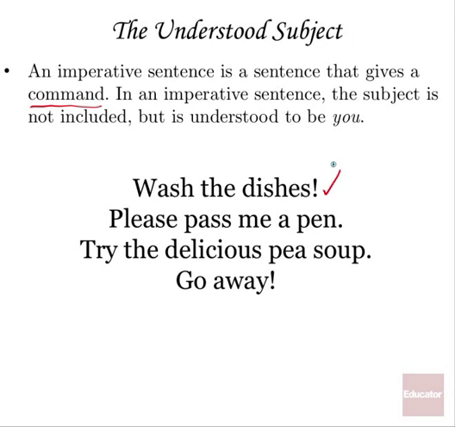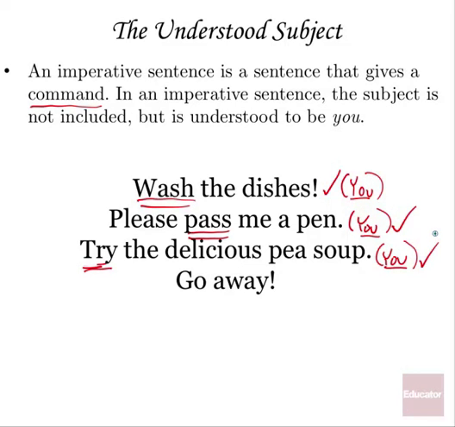So if someone tells you, wash the dishes, the verb is wash and it is suggested and implied that the subject is you. You wash the dishes. Please pass me a pen. Pass is our verb, and again, it is implied that you is who's going to be passing that pen. Try the delicious pea soup. Once again, the subject is an implied you. And go away. The verb is go, and it's you that we expect to be going. So you is the subject.